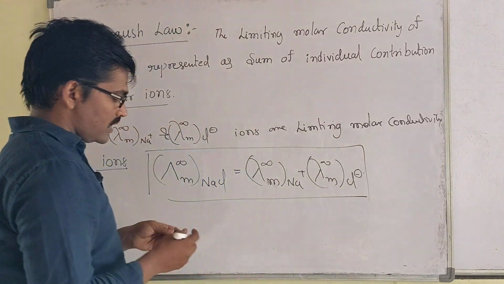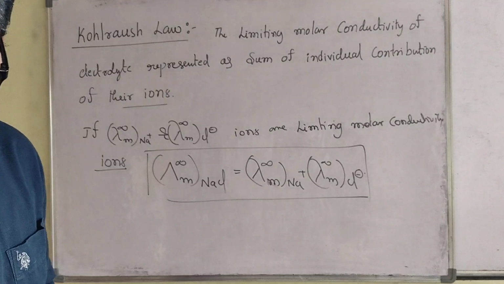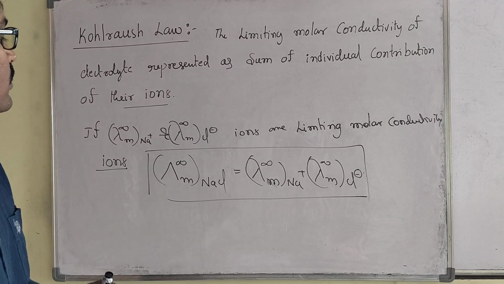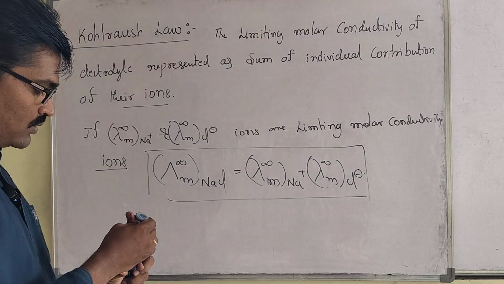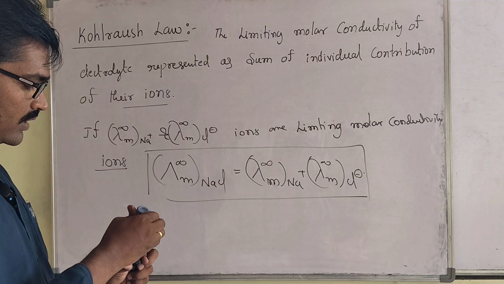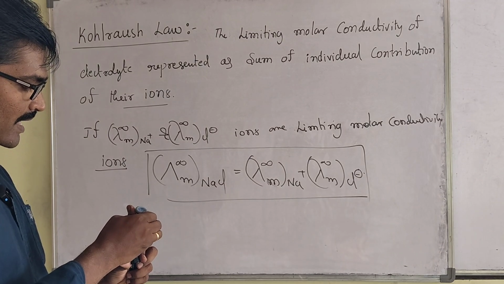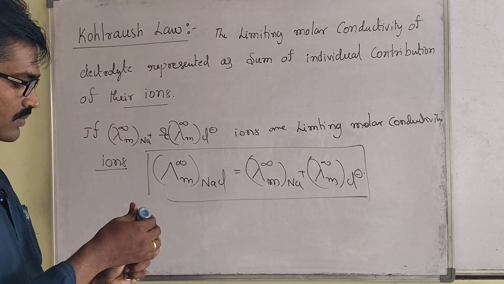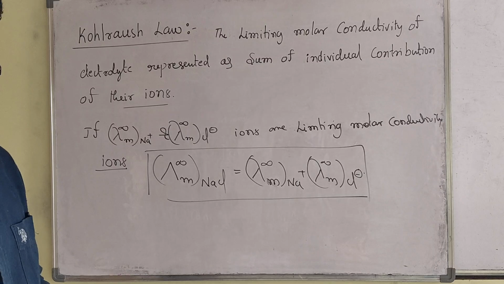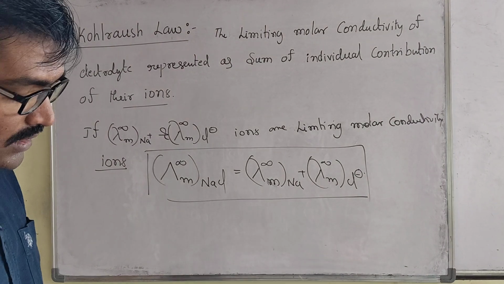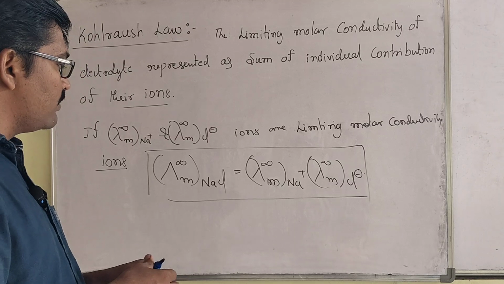So we represent the limiting molar conductivity of an electrolyte in terms of its cation as well as its anion. If there is only one of each, we represent it like that. But in case there are several cations and anions, the number of cations and the number of anions will matter.